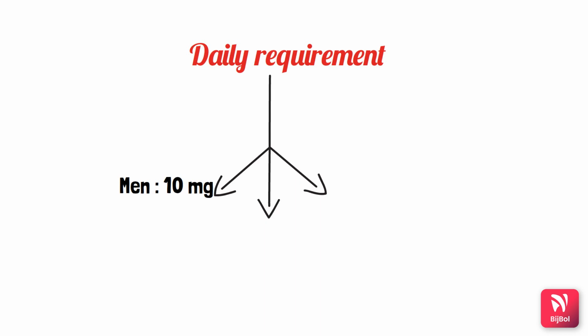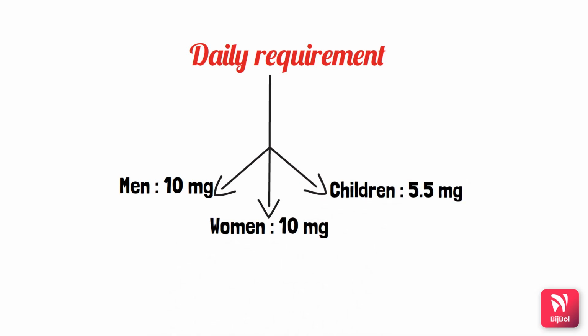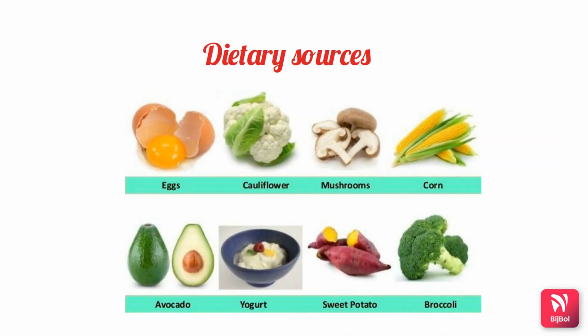Now coming to the daily requirement, which usually varies for different individuals of different age groups. For men it is 10 mg, for women it is 10 mg, whereas for children it is 5.5 mg per day. Now coming to the dietary sources, the sources include eggs, cauliflower, mushrooms, corn, avocado, yogurt, sweet potato and broccoli.